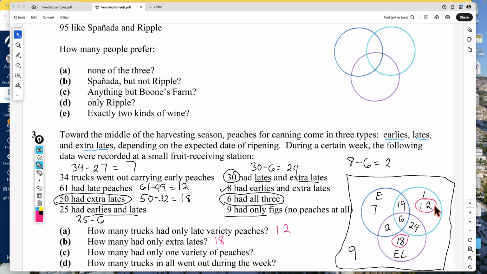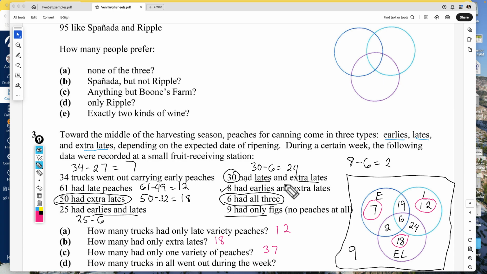Well, that's 12 plus 18 plus 7. So we still have to do the calculation, but it would have certainly been hard to calculate from all this information. Only one variety. So it's the 12 plus the 18, which is 37. 37 of the trucks had only one type. And then how many trucks in all went out during the week?